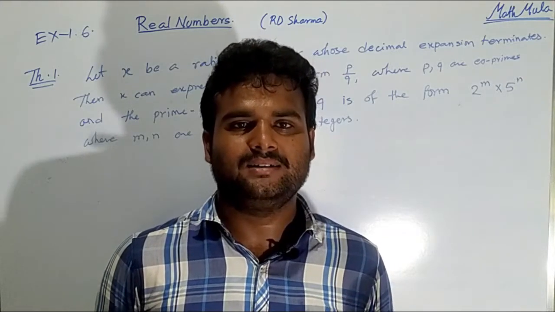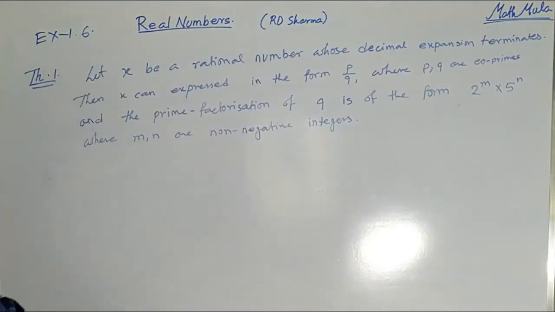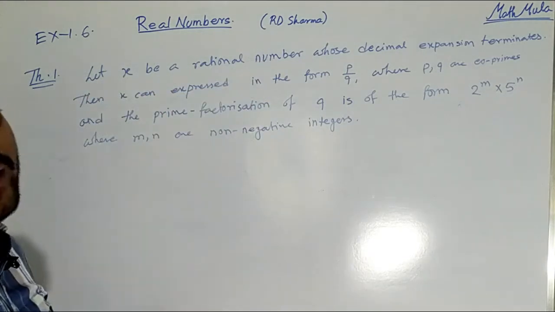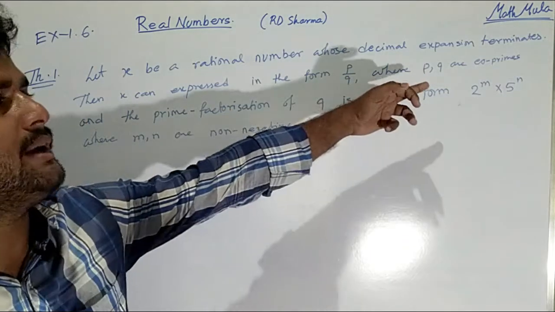Now we learn some important theorems. Theorem number 1. Let x be a rational number whose decimal expansion terminates. Then x can be expressed in the form p by q, where p, q are coprime, and the prime factorization of q is of the form 2 to the power m into 5 to the power n, where m, n are non-negative integers. Now we know these lines because every rational number can be expressed as p by q, where p and q are coprime.